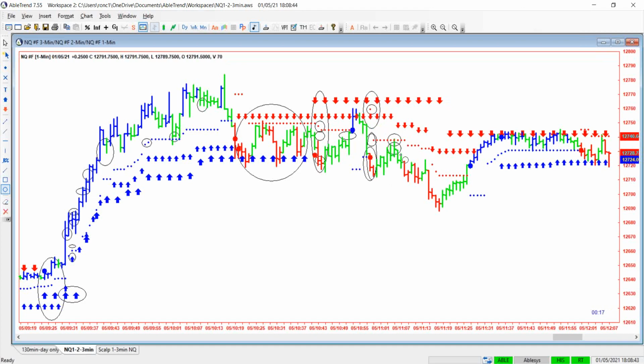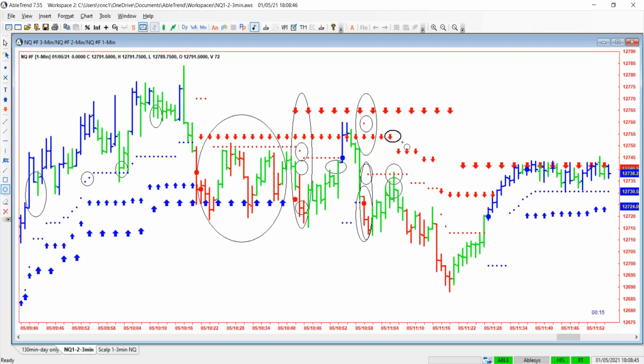There's the sweet spot. And even if it's green, it's okay because you have a 1-minute sell signal, red dot, 2-minute sell signal, red arrow, 3-minute sell signal, big red arrow. You got triple confirmation there. So at the close of that bar, we're going to go short, which is right there, or the open of the next bar.